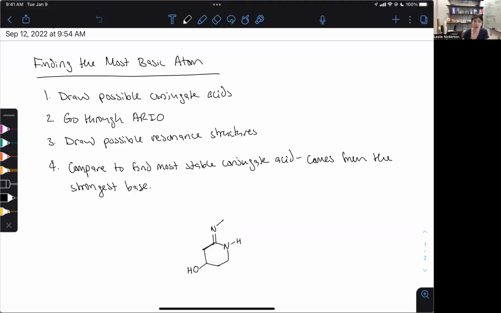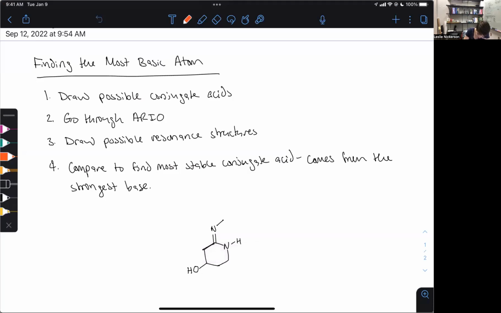Hi, everybody. I'm going to go through how to find the most basic atom in a molecule here. So this process is going to be very similar to what we did for finding the most acidic proton. Keep in mind, though, when we're looking for bases, we are not looking at protons at all.